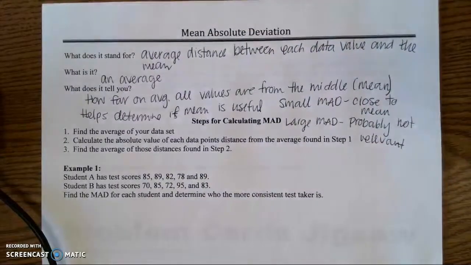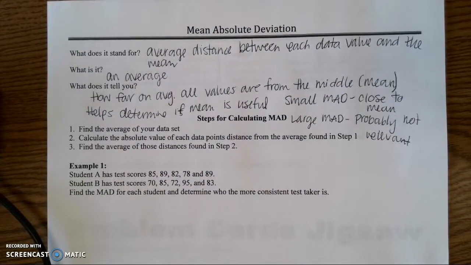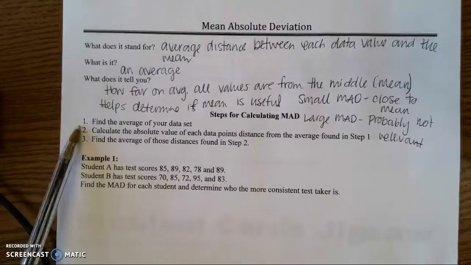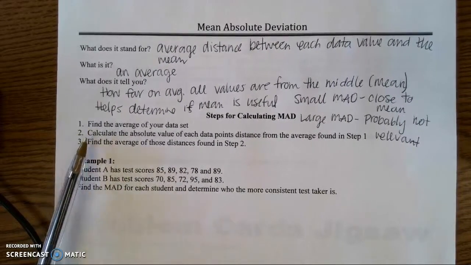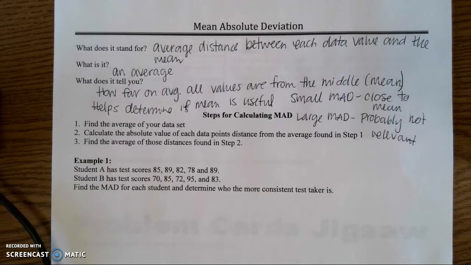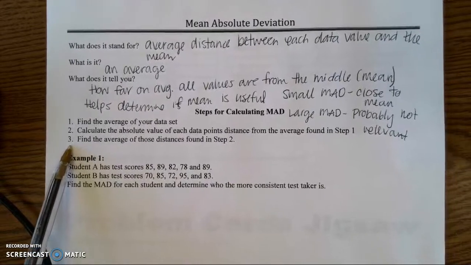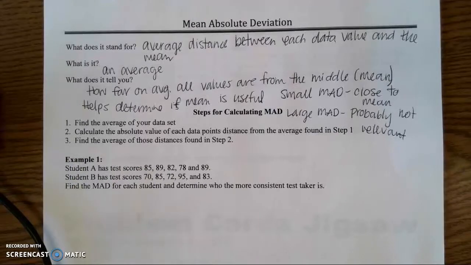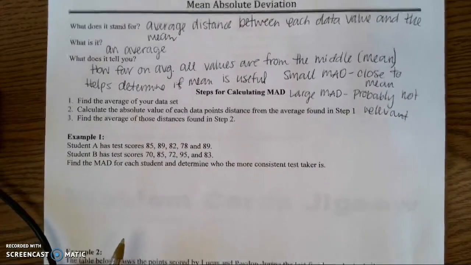Okay, so we're going to look at the steps that are used to calculate the MAD. So the first thing that we need to do is calculate that mean. The second thing, we're going to take all of our data points and we're basically going to subtract them from that mean. But we're going to use absolute values, so we don't have to worry about negatives or anything like that. We're just looking for the distance between those two values. And then the third one, find the average of those distances. So we're essentially going to take the mean, the average of those differences that we calculated in number 2.